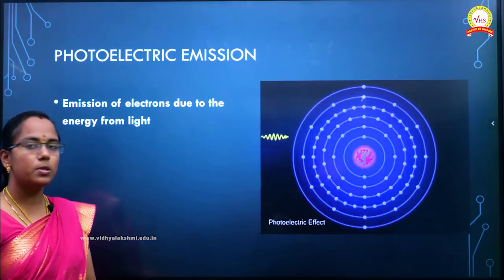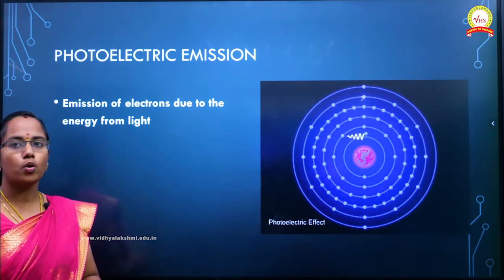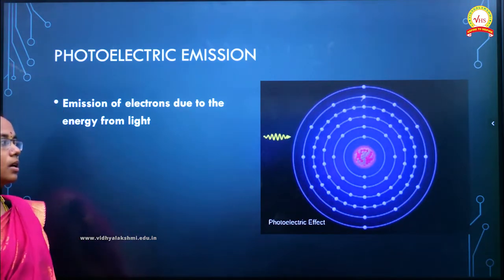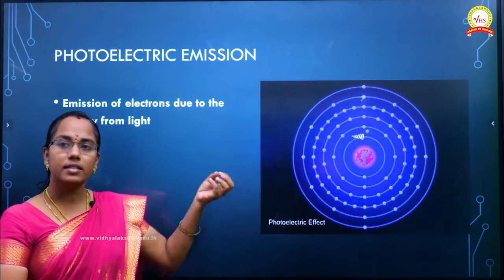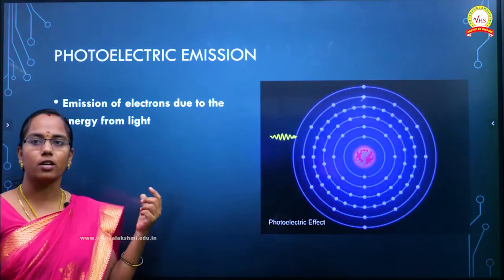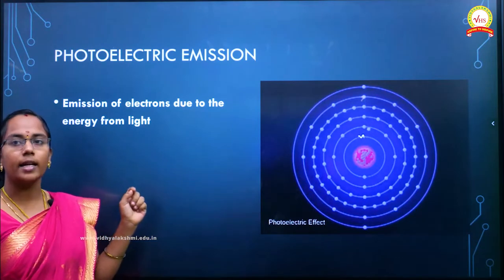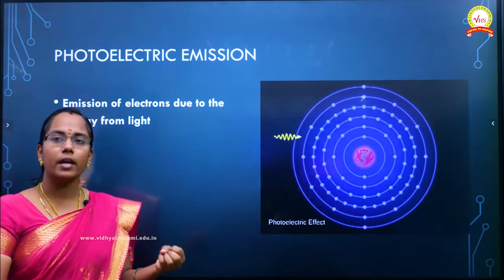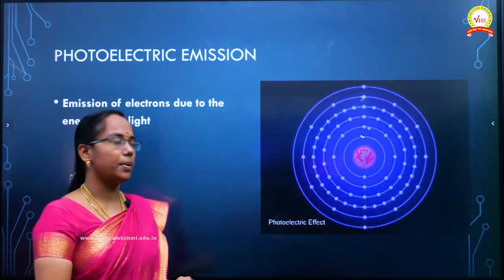Then the next type is known as photoelectric emission. So here what happens? Here energy is gained by an electron from a light wave. Photo means light, right? So the light is giving energy to the electron, and after gaining energy, the electron is emitted.